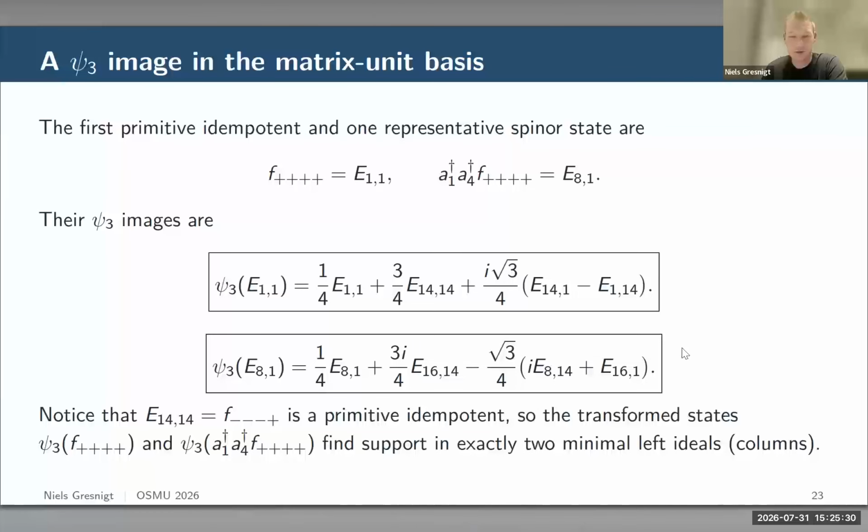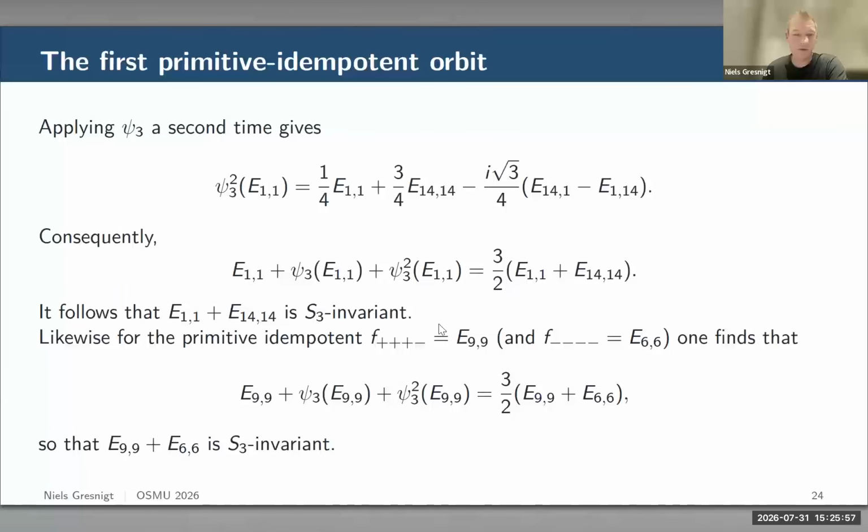two boxes here. Now, the reason I included these explicitly is that we can see that the transformed primitive idempotent and the minimal ideal state only find support in two columns. That is the first column and the 14th column, because E14,14 is just another primitive idempotent. So what that means is that the first and the 14th minimal ideals, or the first column and the 14th column, form a closed subspace under this S3 action.